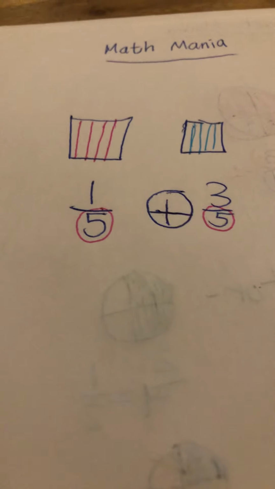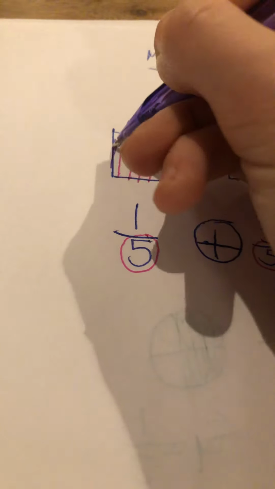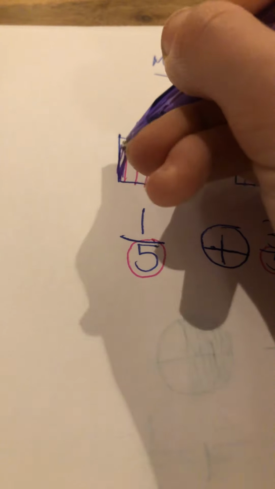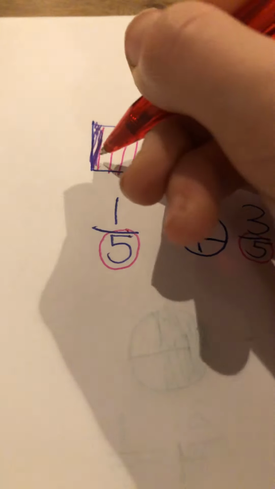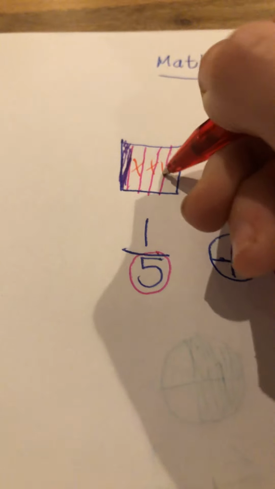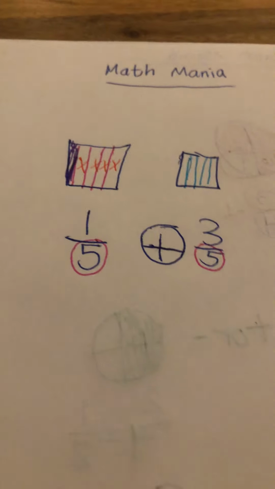Now we're gonna shade in 1 for the square over here because it's 1 shaded out of 5. So I'm gonna shade this sliver in, and then these you do not want to shade in, so I'm gonna put X's over them. 3/5.